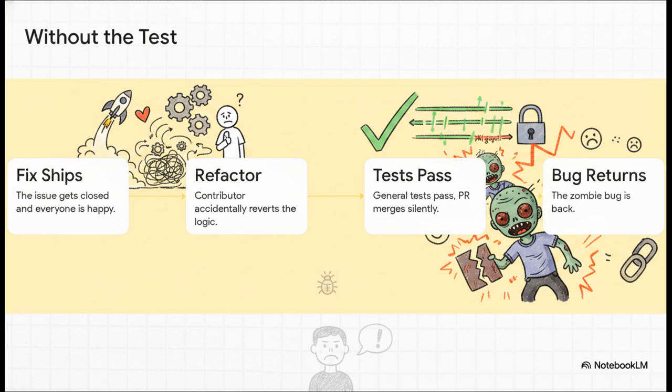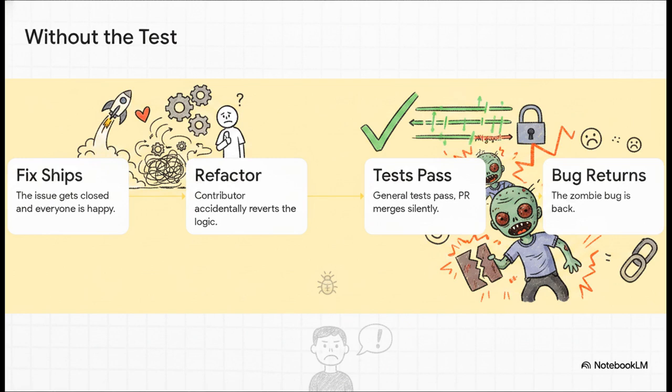Step 1. Your brilliant fix ships, but you skip writing the targeted regression test. Step 2. 6 months later, a totally well-intentioned new contributor decides to refactor that match_vendor function just to make the code look a bit cleaner. Step 3, because there is nothing loudly announcing, hey, don't change this specific logic, they accidentally simplify the parsed host string right back to the full URL string.